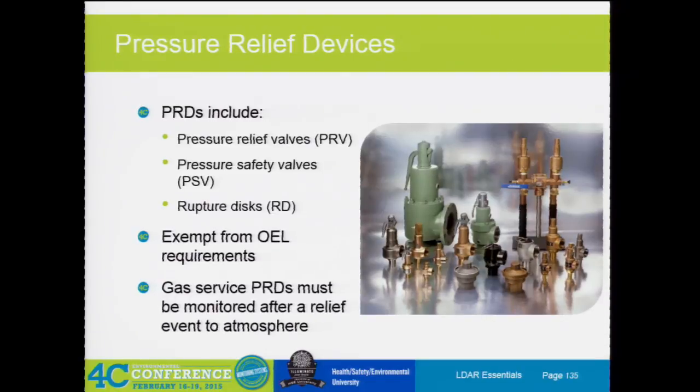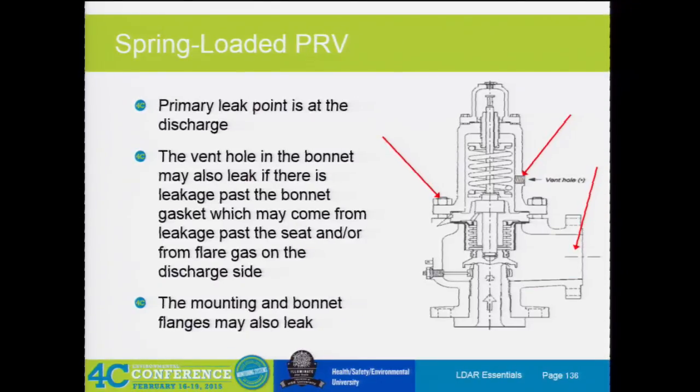Pressure relief devices, these things have a spring in them. I think we'll get to that. They're exempt from OEL requirements if they vent to the atmosphere. You've got to monitor it if they vent to the atmosphere. You've got your rupture disc on there too. See some facilities go to that. You've got a primary leak point, the discharge, which would be up here. There's a vent hole in the bonnet, which may also leak. You can see that they put that on there. And then you have the actual bonnet itself.